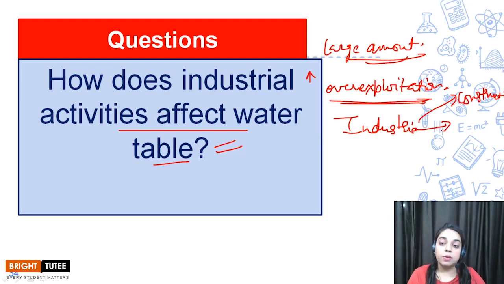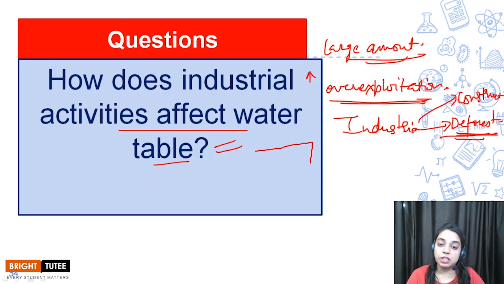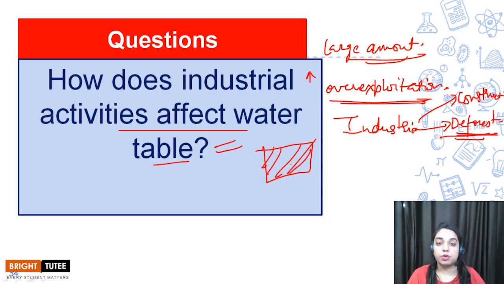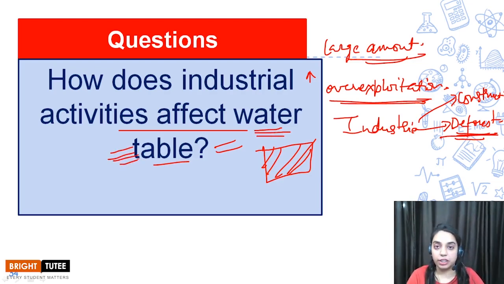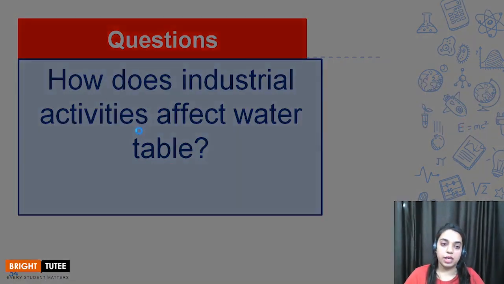Then also, while creating the industrial areas, we will have to conduct deforestation, clear the forest, and while doing so, we will be replacing the soil area with the pakka floors or the concrete floors that do not allow the water to seep through the soil. As a result, the groundwater will not be replenished by rainwater, and it will lead to the depletion of the water table.